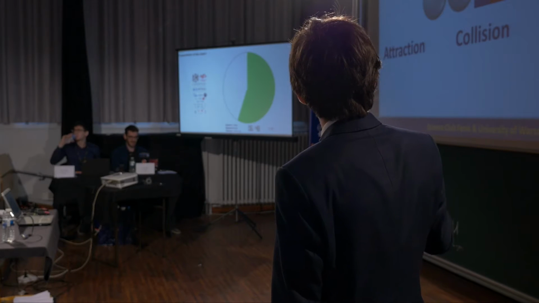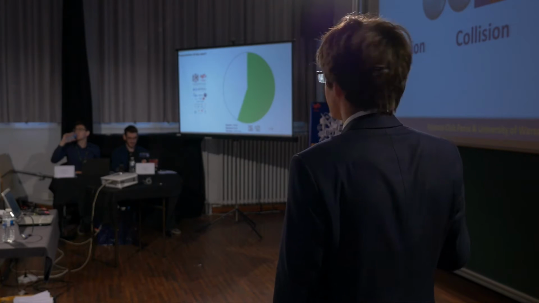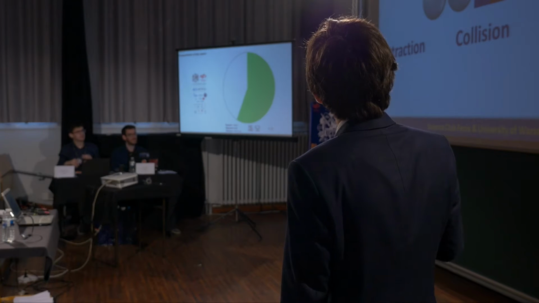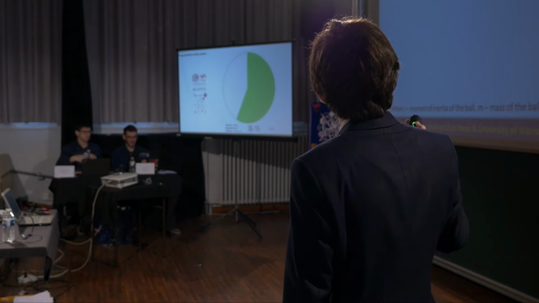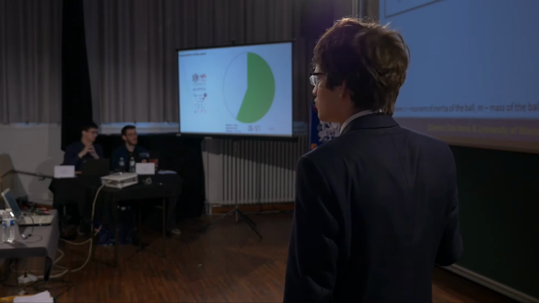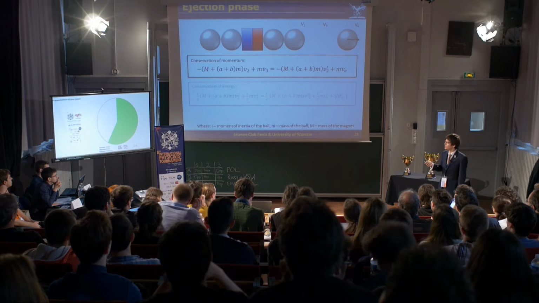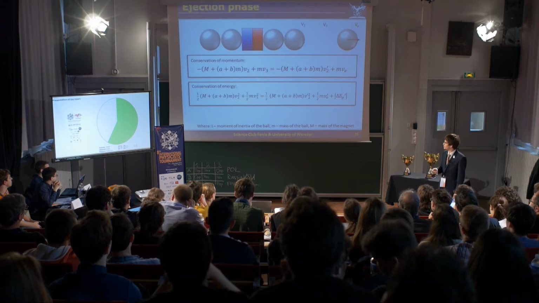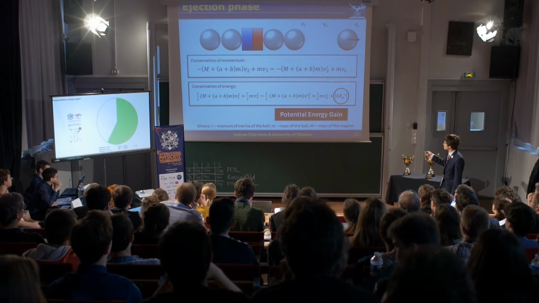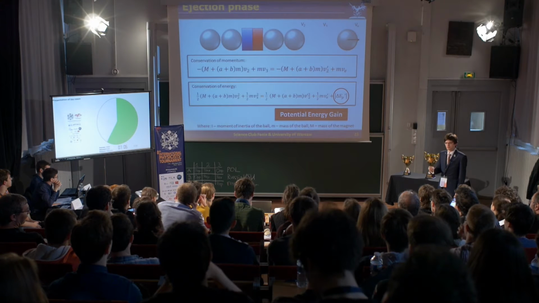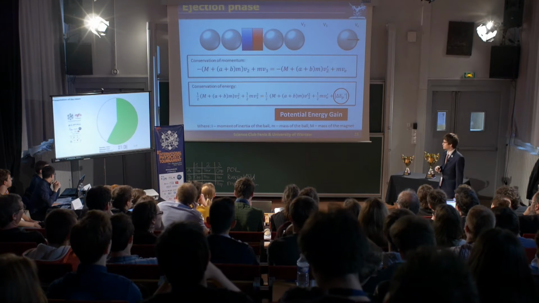So now, as we know about the collision phase, we can move to the ejection phase. Here, again, we use the conservation laws, which means the conservation of momentum and conservation of energy, in order to determine the final energy of the ball. Again, we have this parameter of the potential energy gain, which we found experimentally, as I've shown before.